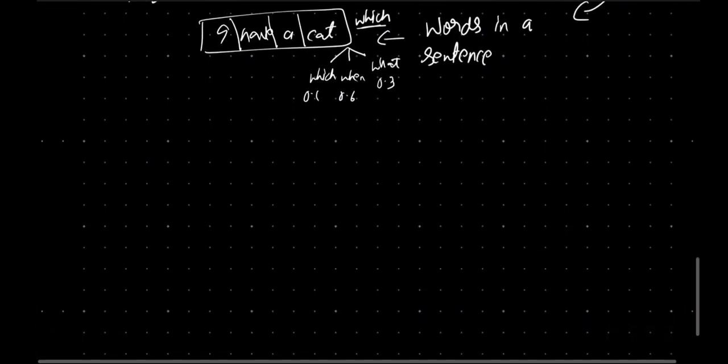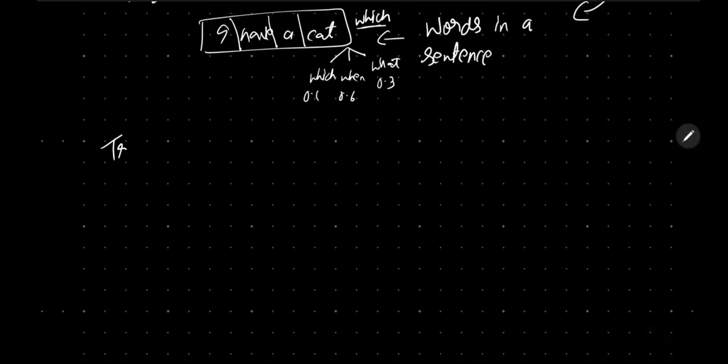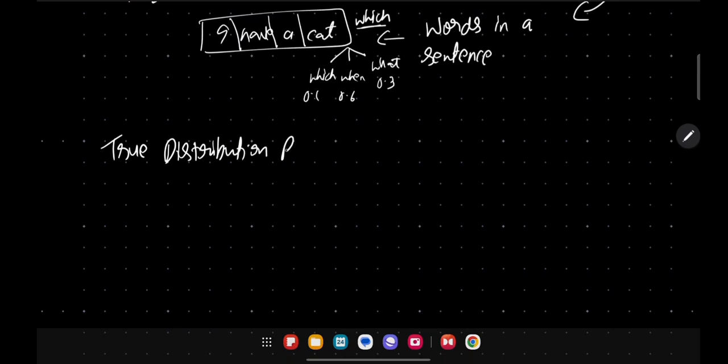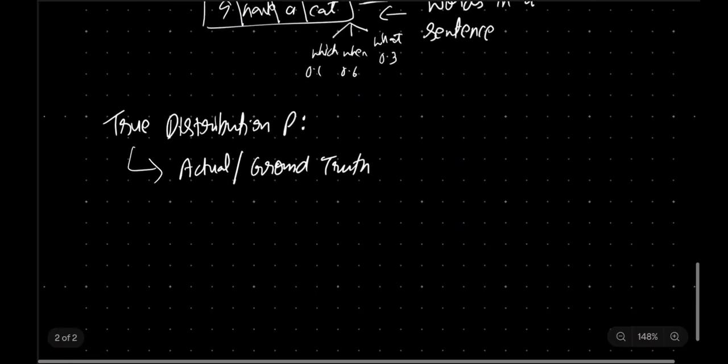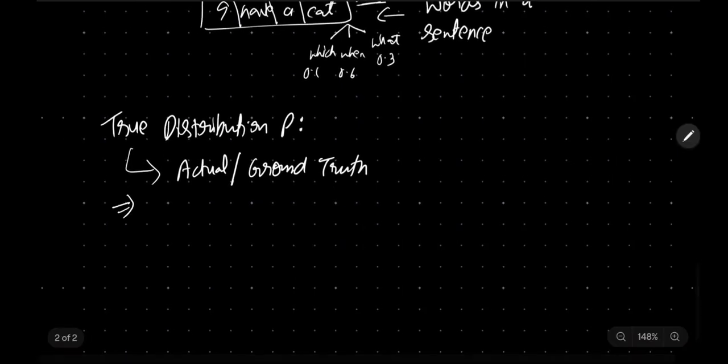Now we need to understand some basic concepts, which is the true distribution. True distribution, and let's denote it with the symbol P. So what exactly does this mean? It means the actual or ground truth probability distribution. Very simple, right? Now when I give you an example of predicting a word in a sentence, that same example can be used here also, right?